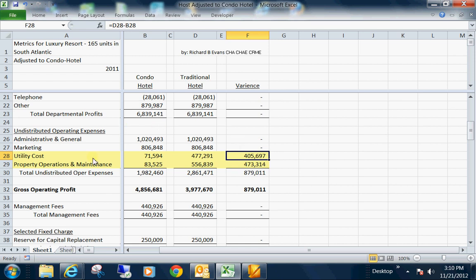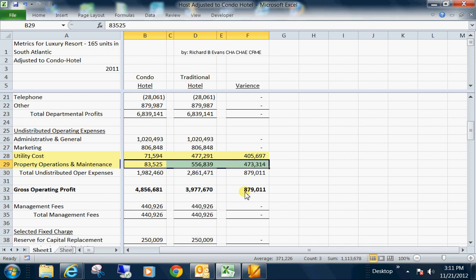We then move on to the property operations and maintenance. Now, in this situation, there's a huge variance, and the reason for that is because the condo hotel only will be providing light bulb changes, small changes to units, maintenance to their front desk, the areas that I've already mentioned, front desk, executive offices, and so forth. And so it's a smaller amount of $83,525 compared to the traditional hotel, who is taking care of maintenance and operations for the entire building.